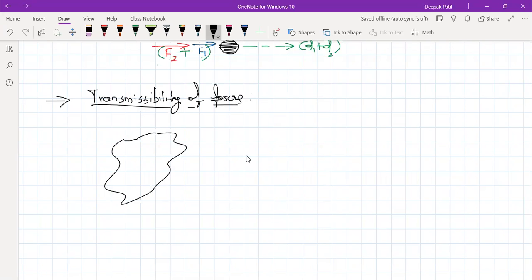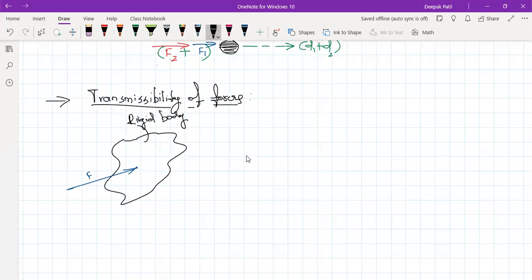Let me take one rigid body. Let us say that this is a rigid body. Now, next I will try to apply a force, say F, on this rigid body at this point, right? I told you that you need three things to represent a force. First is the magnitude, in this case it is F. Second is the direction, so this is the direction. And the third is the point of application. So the point of application is this one.